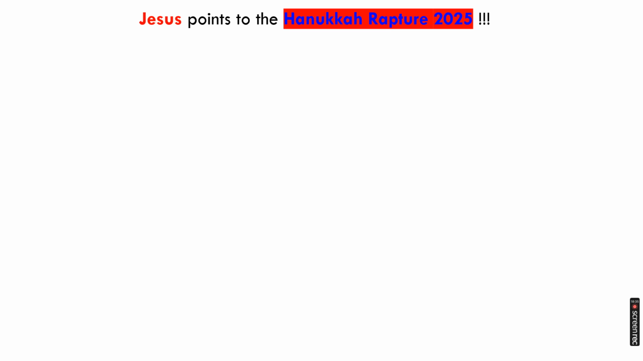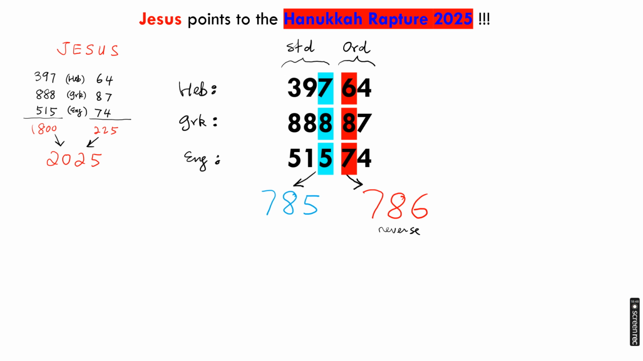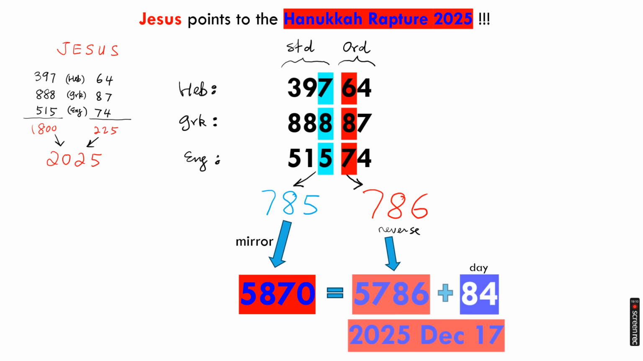This is my final slide, and it's really cool because I can show that Jesus himself is pointing to the Hanukkah Rapture 2025. We begin with the gematrias of Jesus in 3 languages. The mirror of 785 points to 5870, the grand total of shekels and animals described in Numbers 7, which records the first mention of Hanukkah. This grand total conceals the rapture date.